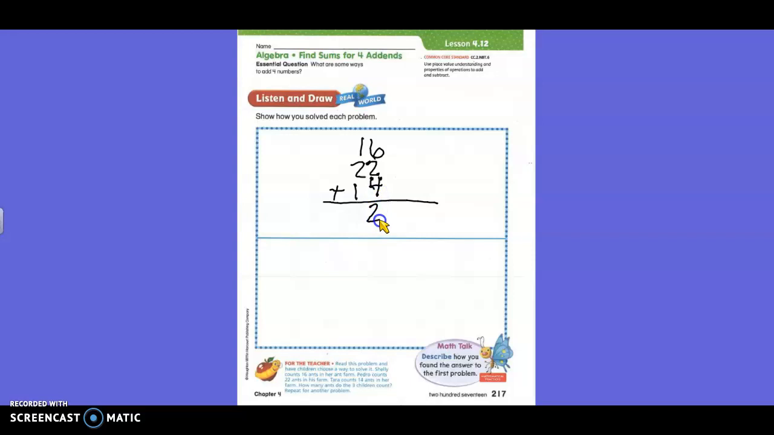Make my 2 be right here. I have to put my 1 above the 10s, right? Now I add the 10s. I'm going to start with my big number. I'm going to say 2. I'm going to go up. 3, 4, 5. So how many ants do they have all together? 52 ants.